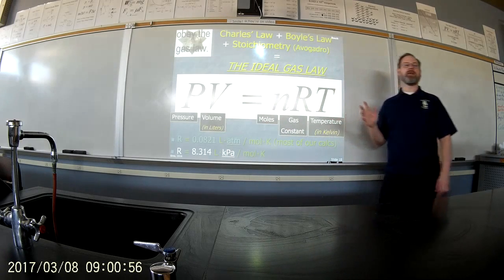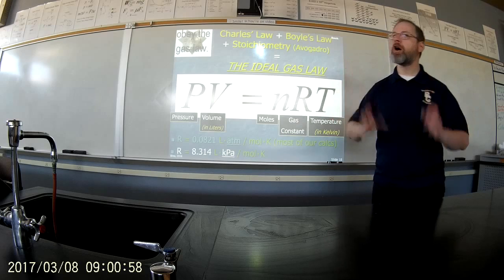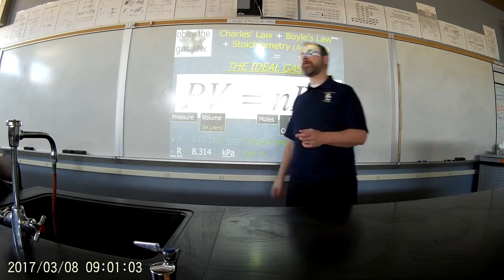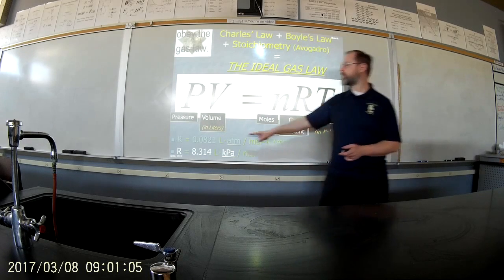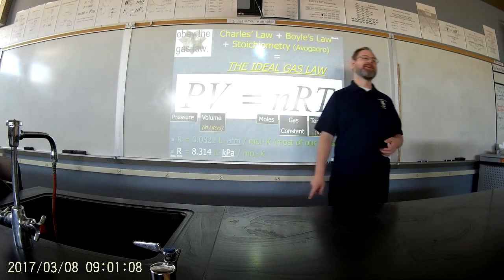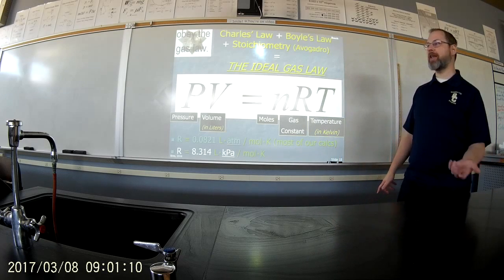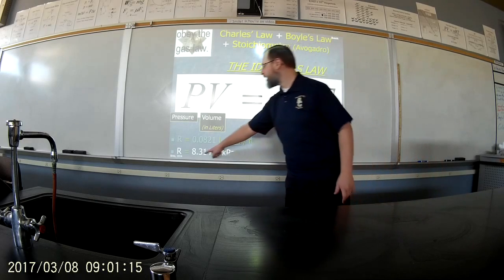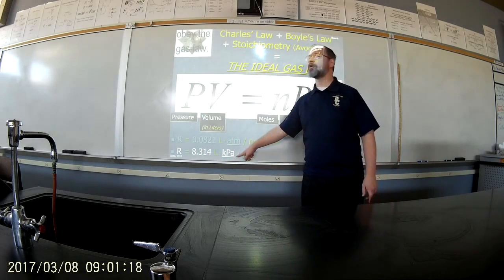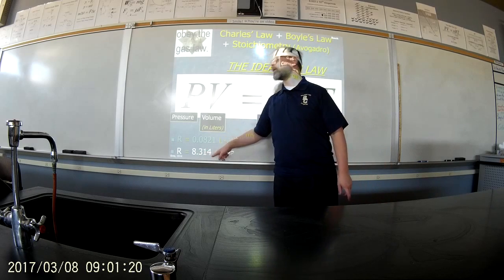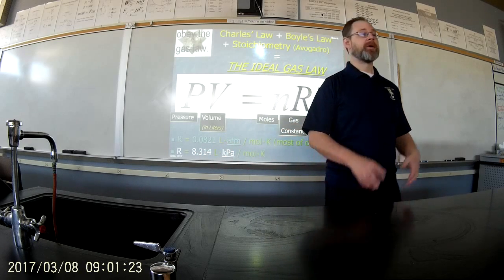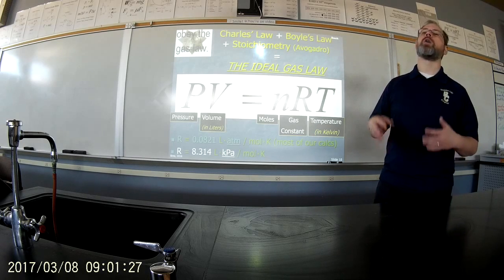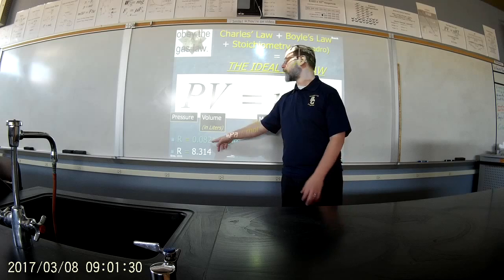Now in this class, we're almost always going to use atmospheres for pressure. And when you use atmospheres for pressure, your R is 0.0821. That's not technically the standard gas constant. Technically, the standard gas constant is 8.314 when you use kilopascals, or 8,314 when you use pascals. But in this class, we will almost always use atmospheres. So R will almost always be 0.0821.